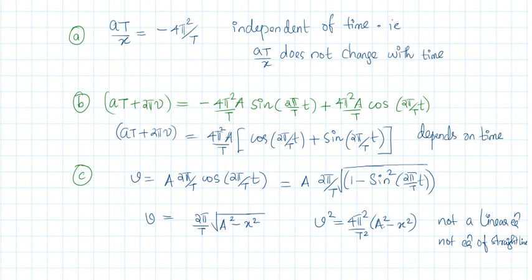What about the third option? V and x are related by a straight line. The relation between v and x is linear. That is the third one. We can look into it. v is A into 2 pi by T cos 2 pi by T into t. You can write cos as square root of 1 minus sine square. So you can take this A into the square root, then you will get v is equal to 2 pi by T into square root of A square minus x square. v square is equal to 4 pi square by T square into A square minus x square. This is not a linear equation, not an equation of straight line. So option C is also wrong.